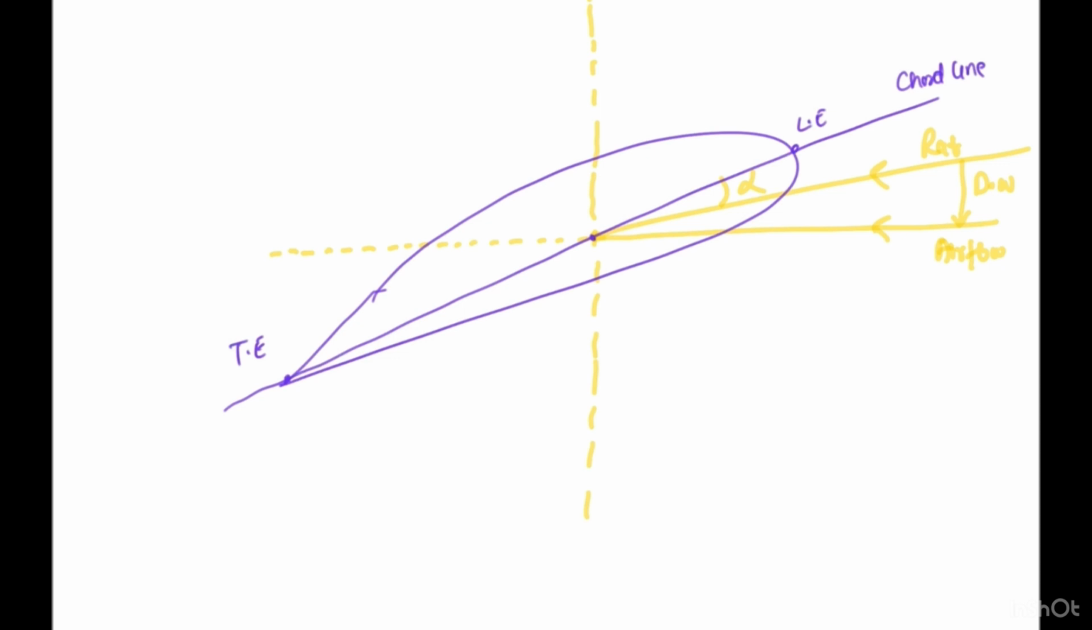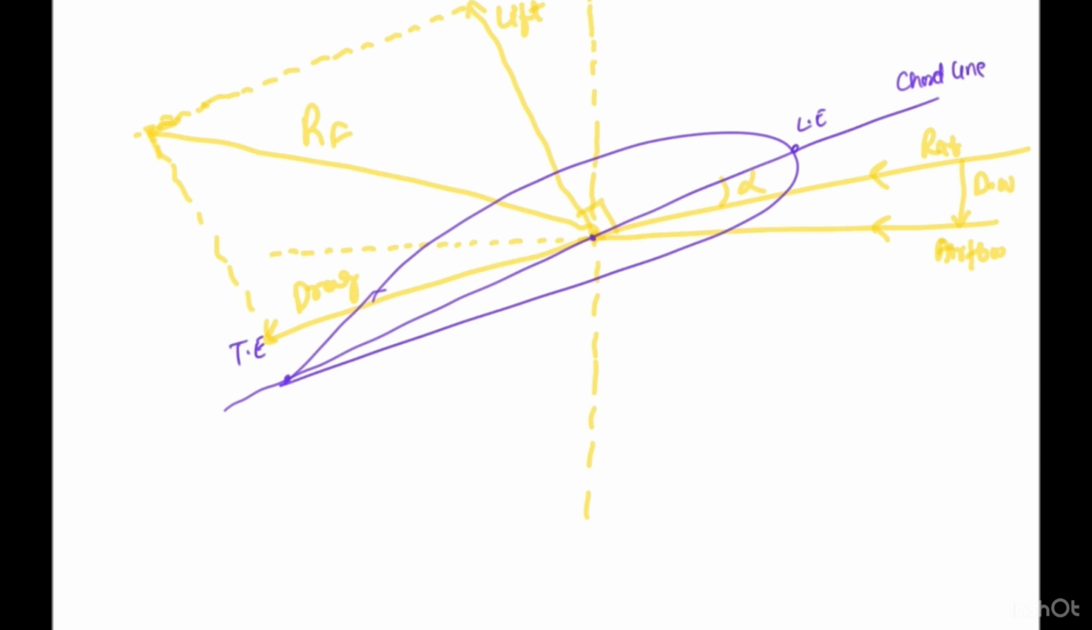So if I bisect the complete figure into 4 quadrants, which I generally do to ease the drawing. So this is relative airflow. Any force which is acting perpendicular to the relative airflow is the lift force, and any force which is acting in the direction of the relative airflow is the drag force. Understood? And if we do the parallelogram summation which you might have learnt, so this is known as the resultant force. I hope this much is clear, correct?